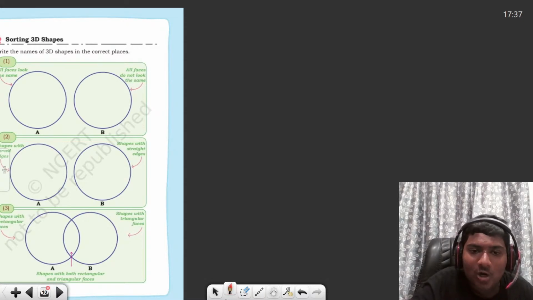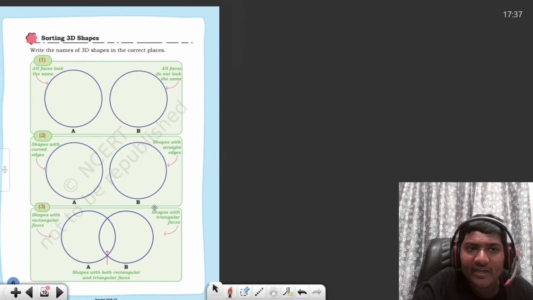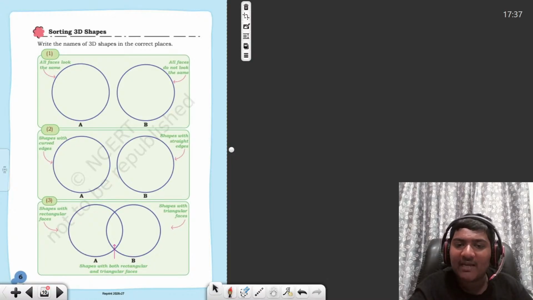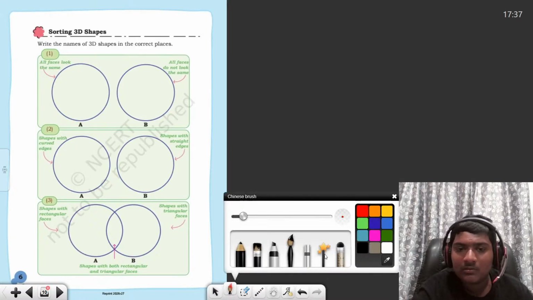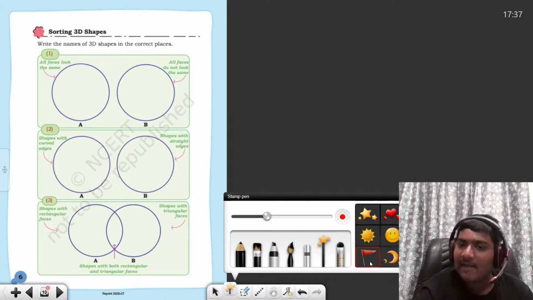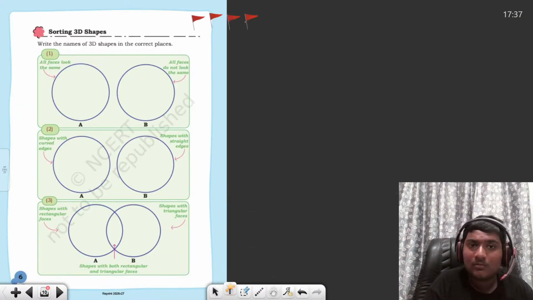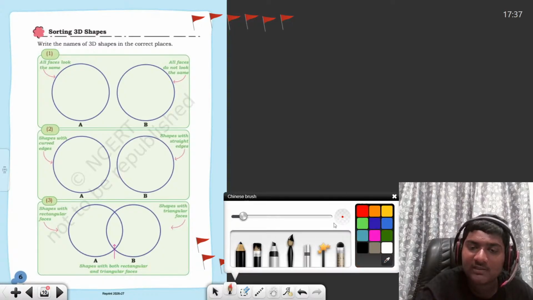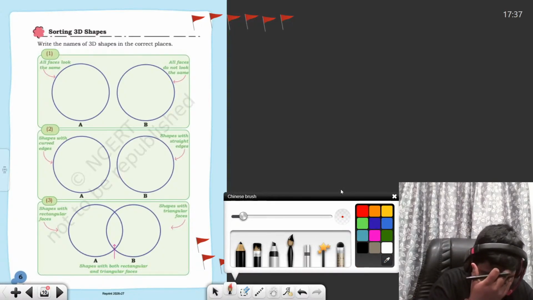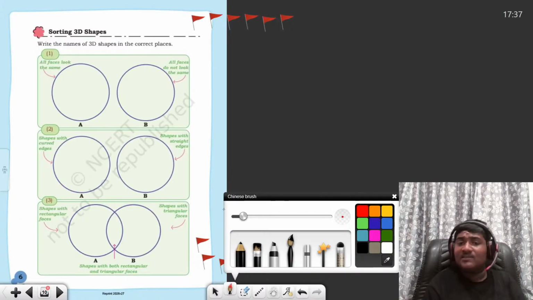Sorting the 3D shapes is also very important. Please pay attention to me. Children, this is the time to concentrate. I'm giving more flag symbols as you need to concentrate on my class now. So I'll be writing the direct answers. No more discussions in this, as it is so easy.